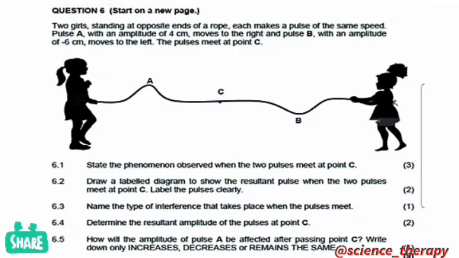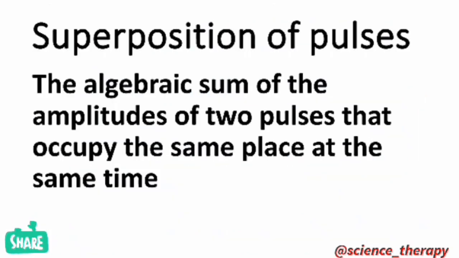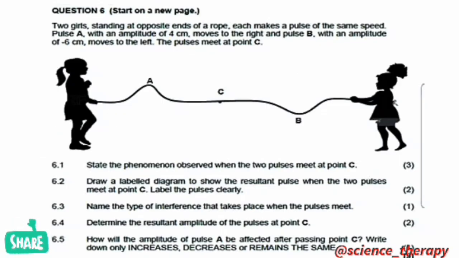Now 6.1 says, state the phenomenon observed when the two pulses meet at point C. What is that phenomenon that we observe there? We say it is the superposition of pulses. Superposition of pulses is the algebraic sum of the amplitude of two pulses that occupy the same place at the same time. Nice.